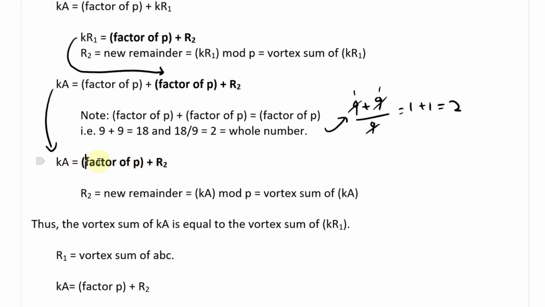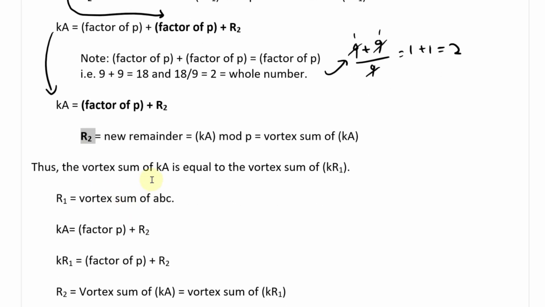Anyways, hopefully you like my next level derivation skills right here. In future videos I may do a more formal proof, but again, this is pretty next level. So k times a equals a factor of p plus r2, and r2 is a new remainder for this ka. And then we could just solve it by ka equals ka mod p, which equals the vortex sum of k times a. So notice this r2 is the exact same as this one here. We already solved that for in a different method.